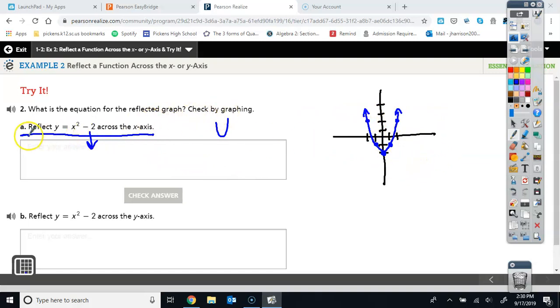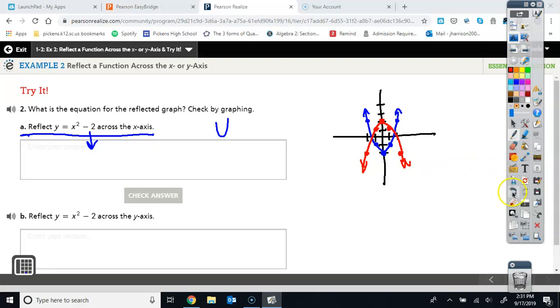We're going to reflect this graph across the x-axis. What that does is we'll take all these points down here and flip them up here, and all the points up top and flip them down here. I reflect it across the x-axis, which ends up looking like this.